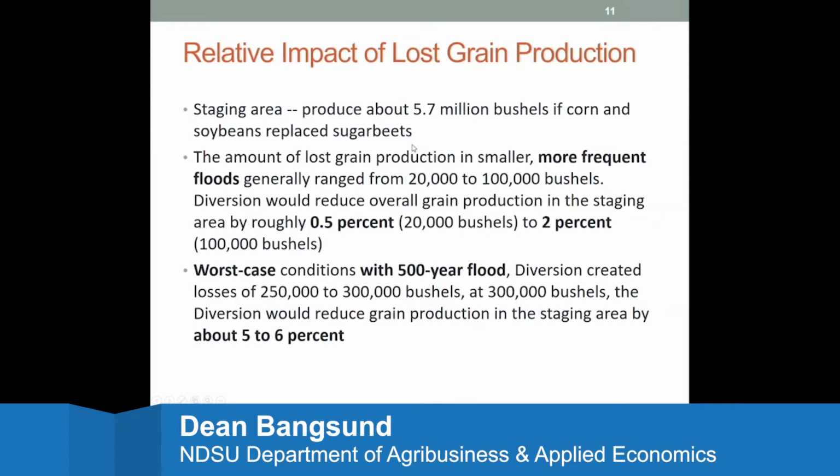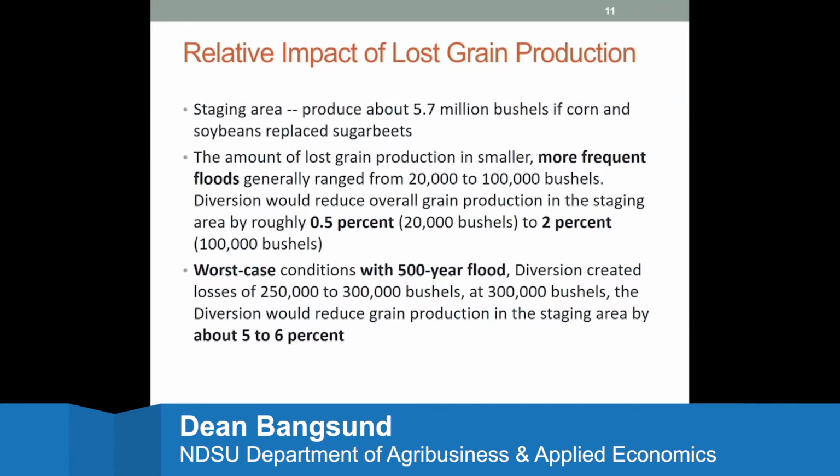If we eliminated sugar beets again to make this a simpler, more conceptually consistent analysis, we're looking at about 5.7 million bushels. That would be corn, wheat, and soybeans coming from the staging area using current yields, assuming no major planting delays. This is absent of the diversion type of condition. The amount of grain production that's going to be foregone is a combination of lands that are prevented from being planted and yield reductions on lands that are delayed. So it's a combination of both those factors.